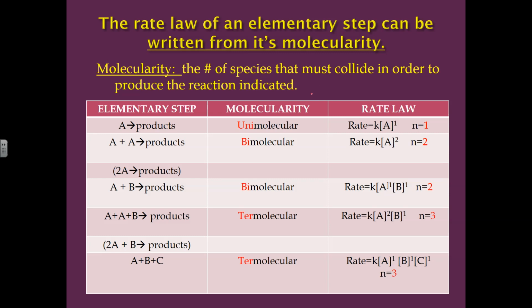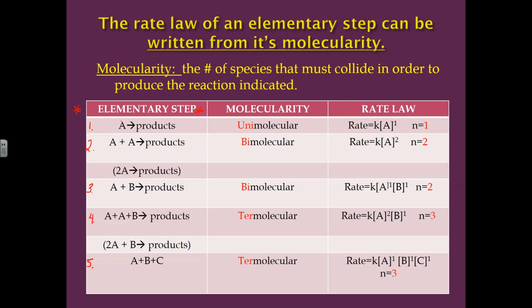We're going to take a look at some elementary steps, at how we would describe their molecularity, and how you could write the rate law from the molecularity of the elementary steps. Keep in mind, the only types of reactions you can write a rate law directly from without using experimental data are those you are told are elementary steps in a mechanism. So I'll number these elementary steps 1, 2, 3, 4, and 5.